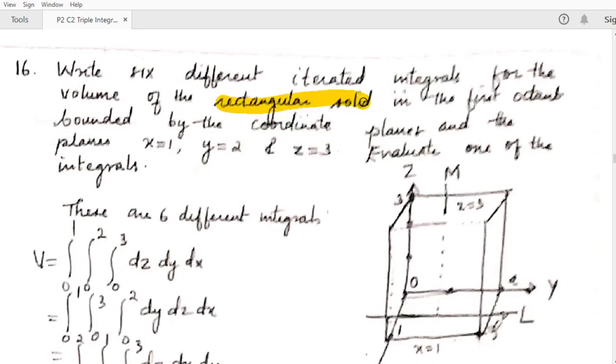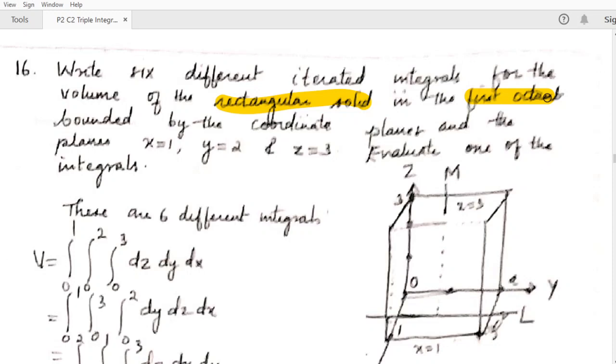So here our solid is a rectangular solid. It is given in the first octant. So what is the meaning of a first octant? When we say first quadrant in a two-dimensional space, it is the set of all points where x and y both are positive. That means it is the first quadrant.